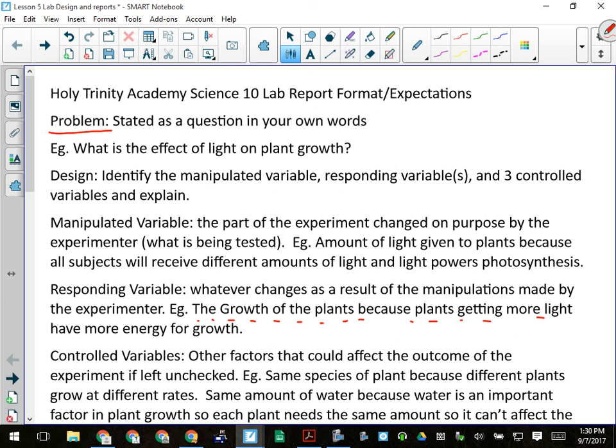Okay, everybody follow? And like I said, in a real experiment, you would probably have a few more things. You'd be more specific about the growth of plants. You might say the growth of plants measured by height, number of leaves, color, whatever else you're measuring.